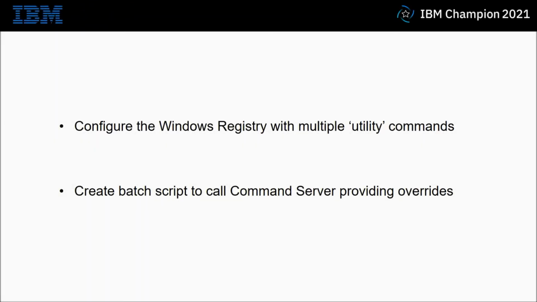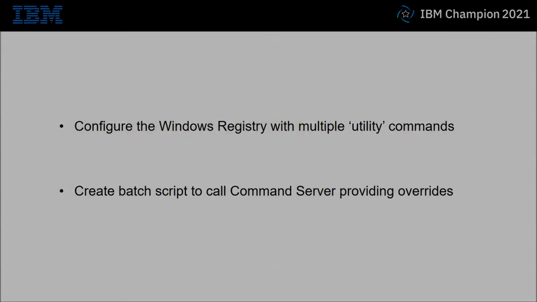In this practical session, I will show you how to configure the Windows registry so that multiple utility commands can be added to the right-click context-sensitive menus. I will show you how to create a batch script to call the command server, providing the appropriate overrides to work on the selected file. Using a combination of these two techniques, you can have an army of toolbox commands that you can call up with a simple right-click.